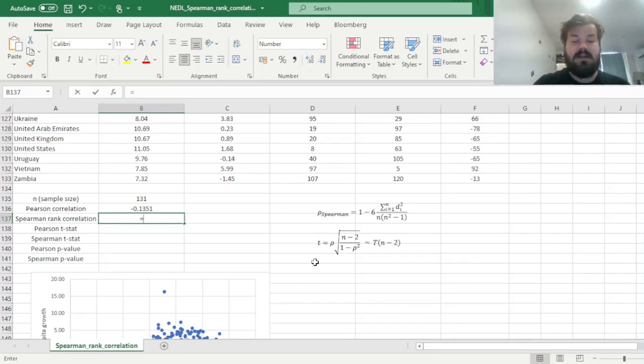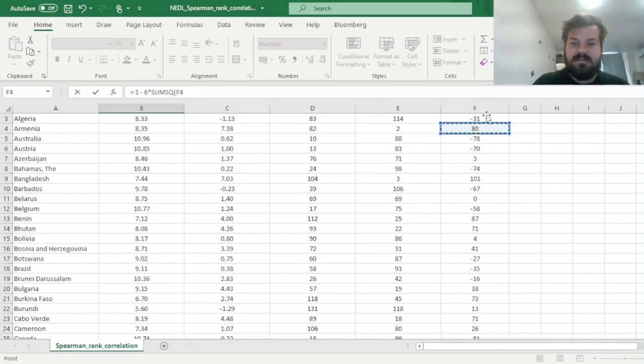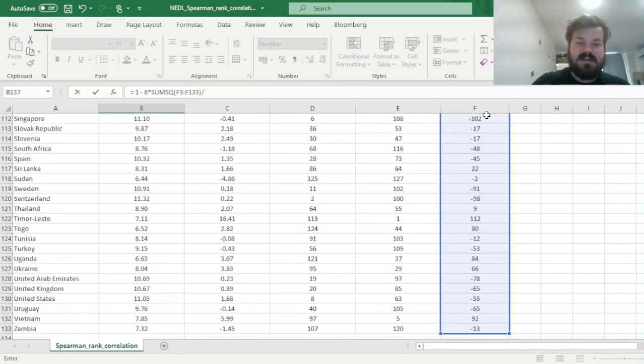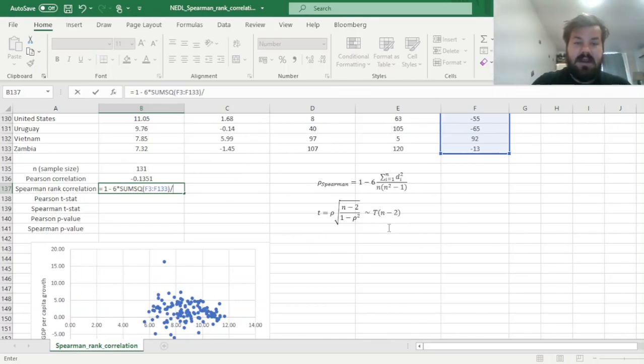So now let's calculate that. Let's just subtract from 1 six times the sum of squared rank differences. And to adjust it, we can divide it by n, which is the sample size, times n squared minus 1. And that will normalize our correlation coefficient to be bounded from -1 to 1, so it can be interpreted the same way as we interpret the simple Pearson correlation coefficient, and compare the two as well as their statistical significance.